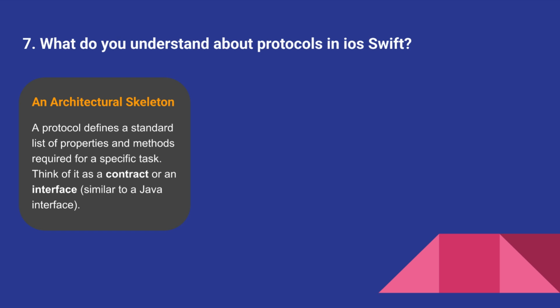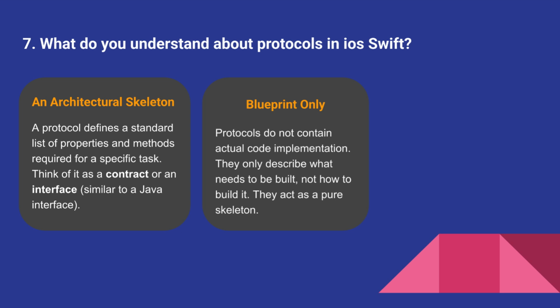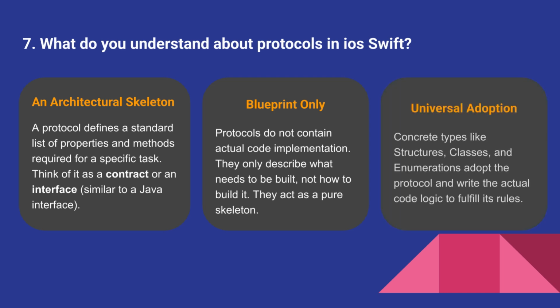The crucial detail to emphasize to an interviewer is that protocols are a blueprint only. They do not contain any actual code implementation. They purely describe what needs to be built or expected, without dictating how to build it. This leads to universal adoption. Concrete types in Swift, whether they are structures, classes, or enumerations, can all adopt the protocol. Once they conform to it, they write the actual code logic inside to fulfill those rules, enabling highly flexible and decoupled application architectures. Now let's look at how we write this in code.